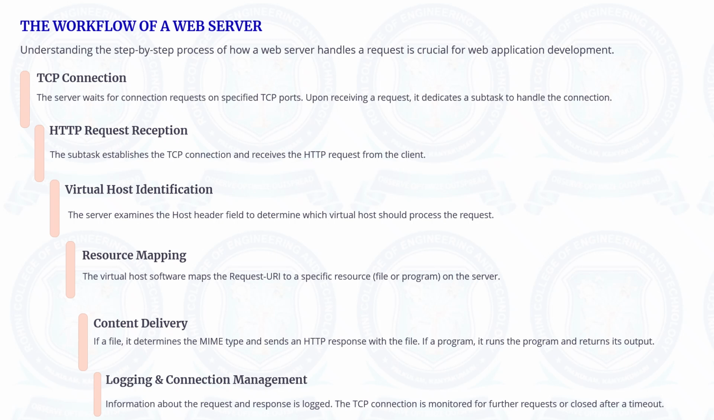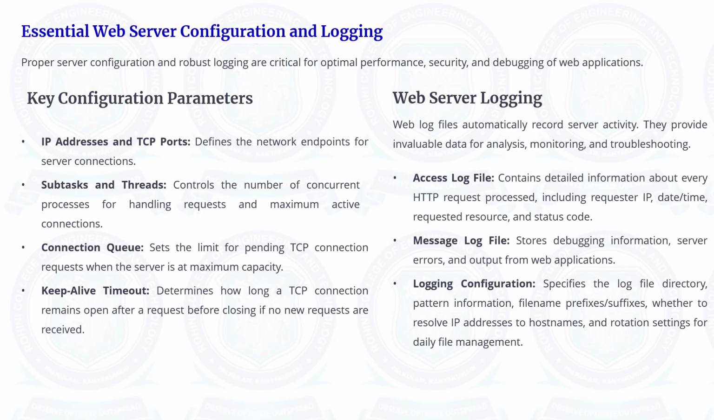Virtual host identification. The server examines the host header field to determine which virtual host should process the request. Resource mapping. The virtual host software maps the request URI to the specific resource on the server. Content delivery. If it is a file, it determines the MIME type and sends an HTTP response with the file. If it is a program, it runs the program and returns its output. Logging and connection management. Information about the request and response is logged. The TCP connection is monitored for further requests or closed after the timeout.